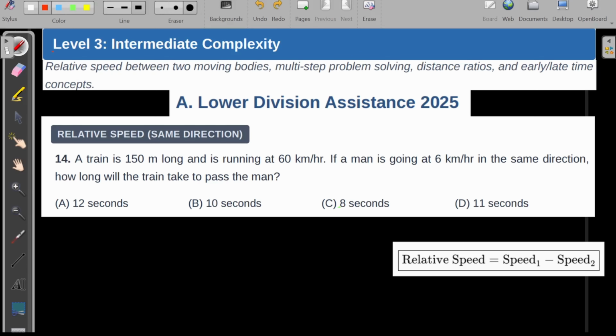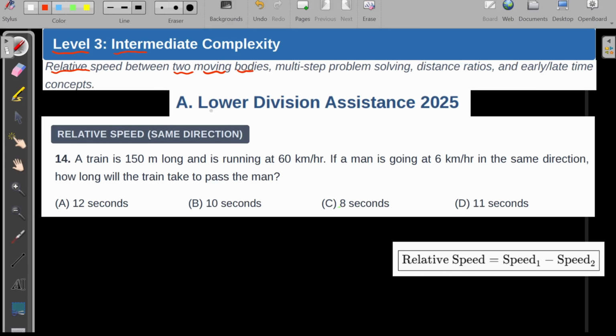Now in this video, we move on to level 3, that is intermediate. If you haven't watched the first part and the second part, I would highly recommend you to go and watch them, but you're more than welcome to continue with this video. In this video, we will look at the relative speed between two moving objects or bodies.